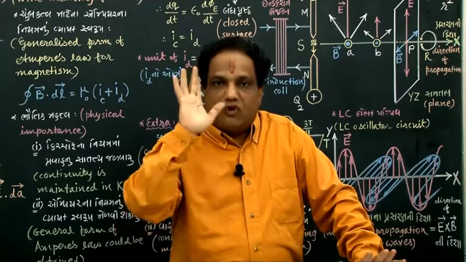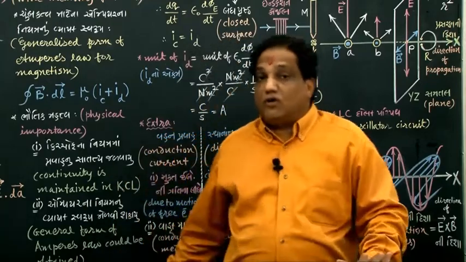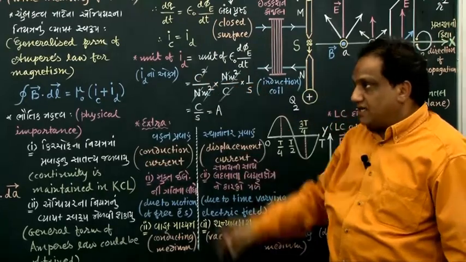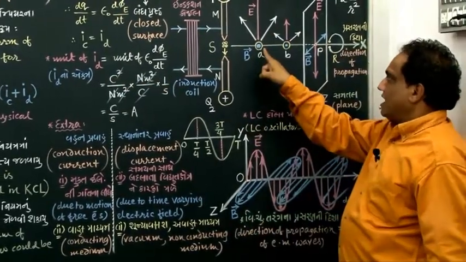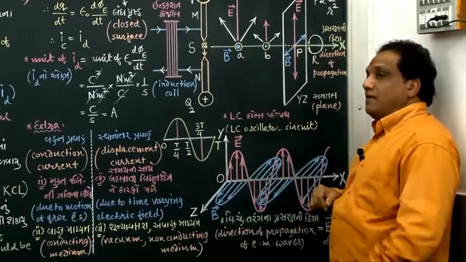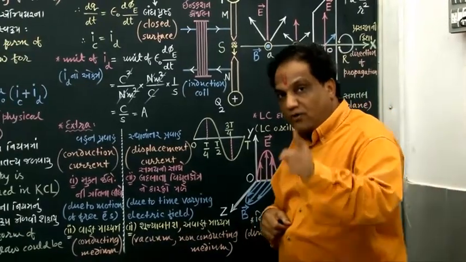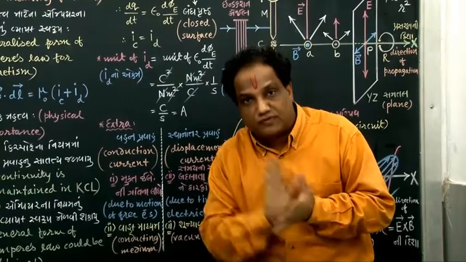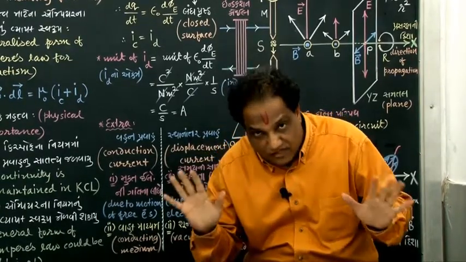Correct? One more thing. Tell me, how are the oscillations here? Electric field and magnetic field oscillate in a direction perpendicular to the direction of propagation of the wave. Because oscillations are perpendicular to the direction of propagation of the wave, such waves are called transverse waves.